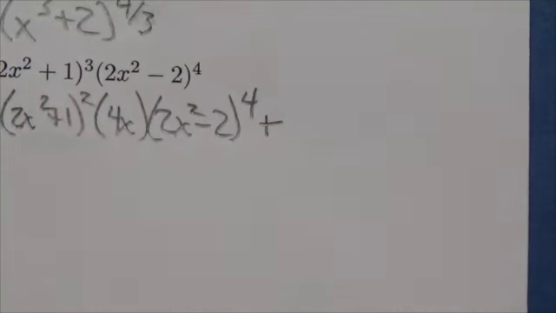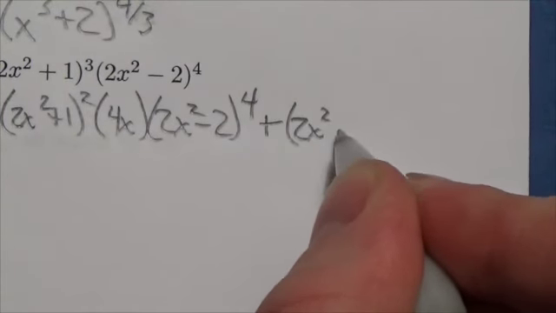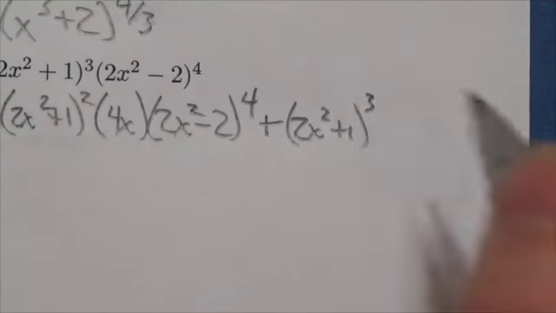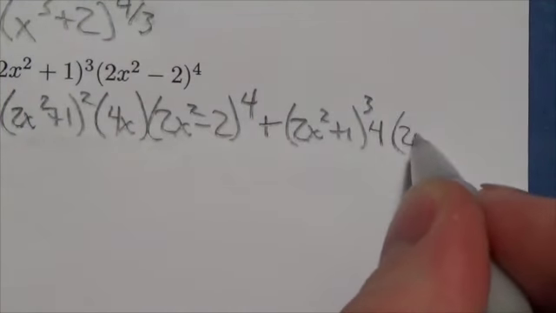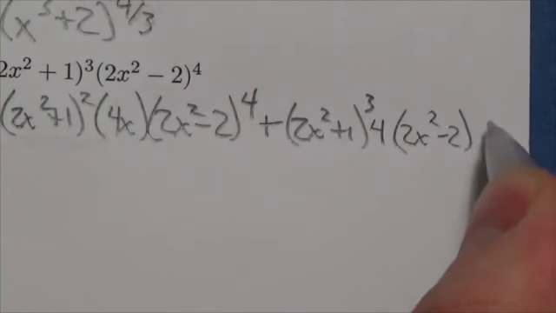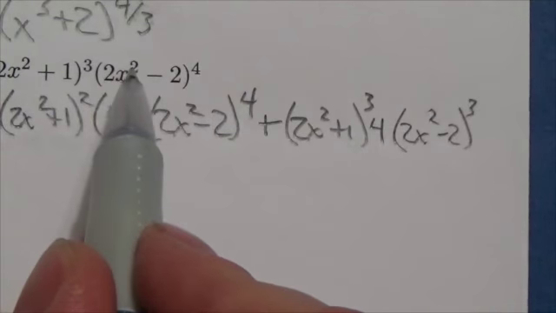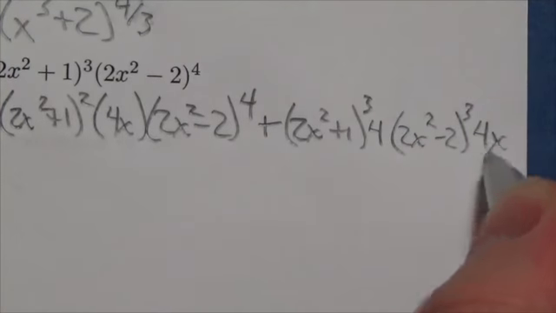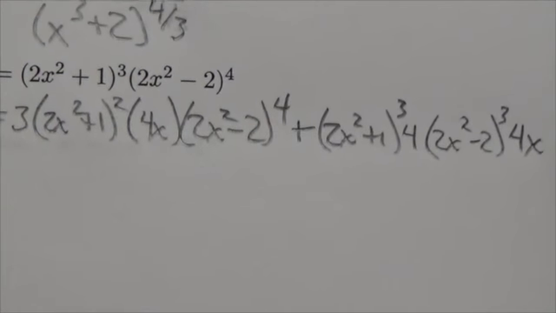Now I'm going to run out of room here real quick. It'll be the first term, (2x² + 1)³. The derivative of this one is going to be 4 times (2x² − 2)³, multiplied by the derivative of what's inside, which will end up being 4x. Okay, so that's kind of long here. Let me zoom out just a little bit.